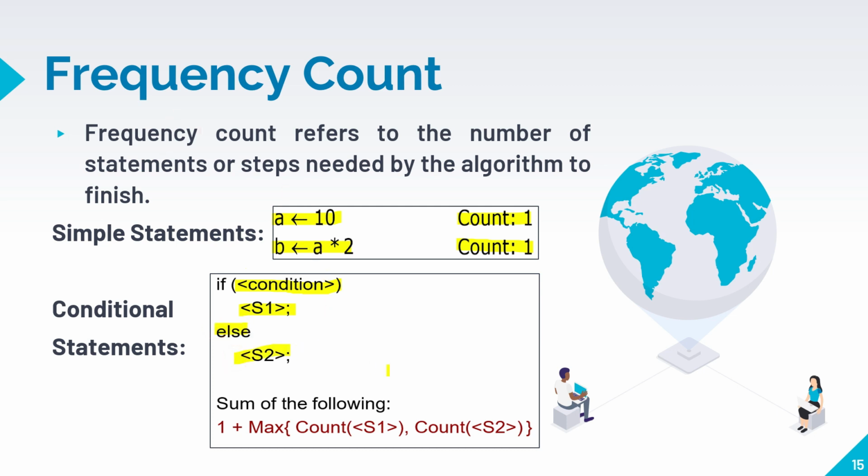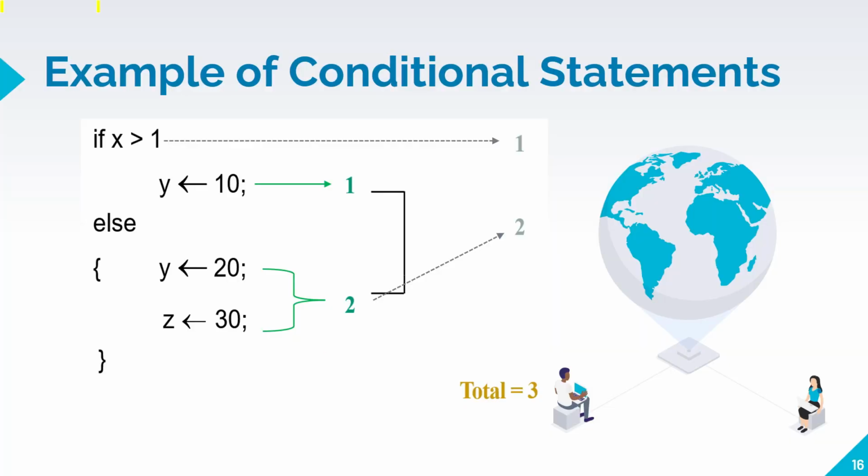In computing for the frequency count, we count the condition as 1, and then we add whichever is the maximum among the two statements. Let's have an example of conditional statements. We have the condition: if x is greater than 1, y is equal to 10, else y is equal to 20, or z is equal to 30.